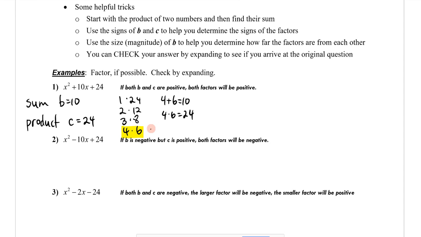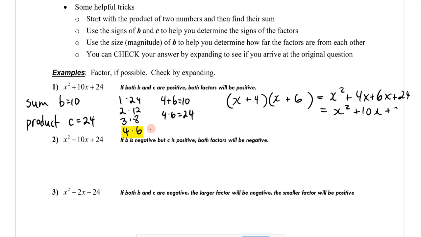Okay, so once you find the two factors, the way you write out the factored form is we just draw a couple of brackets like this, x, and then an x, and you write your two factors, so plus 4, plus 6. Okay, and then if you expand it using FOIL, you get the original question again. So x squared plus 4x plus 6x plus 24, which simplifies to x squared plus 10x plus 24.